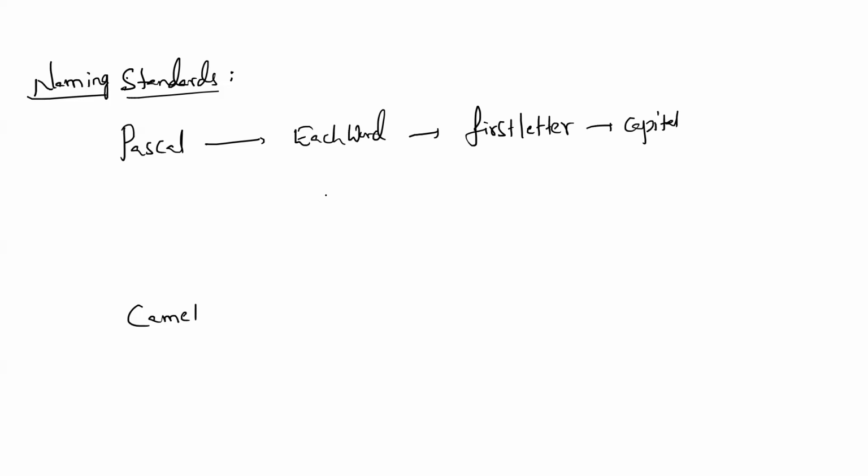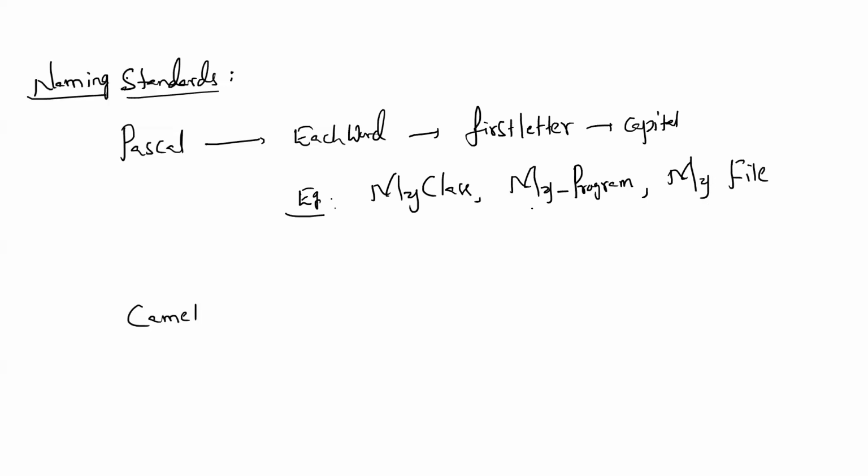Is any space allowed between two words? No. For example, we are giving some name of the entity as my class or my program, then my file, something like this. In this, I have written three different ways.